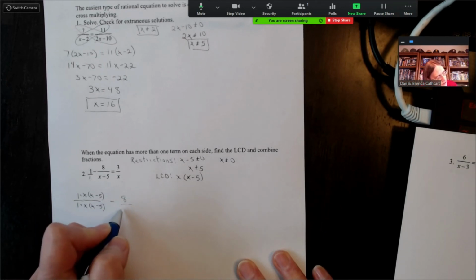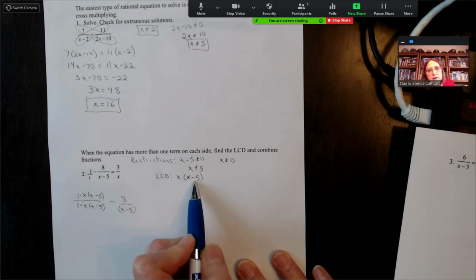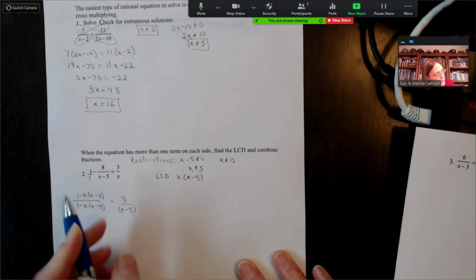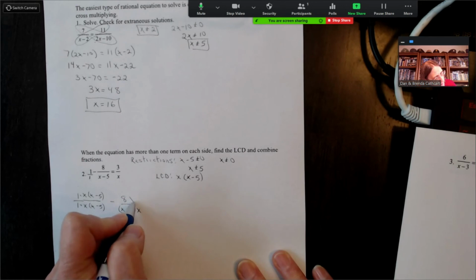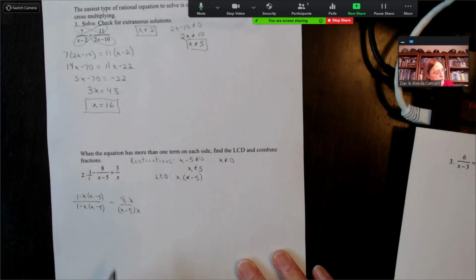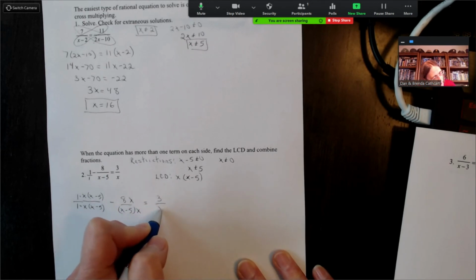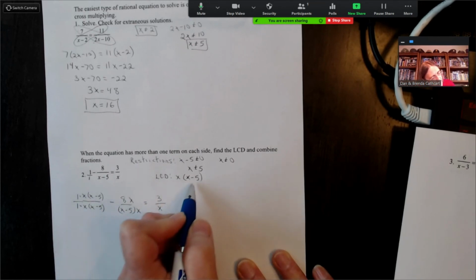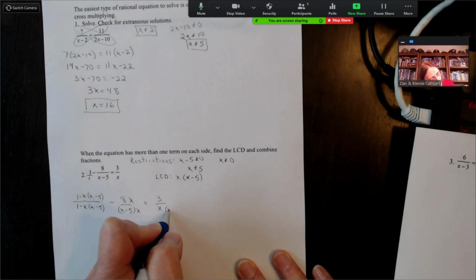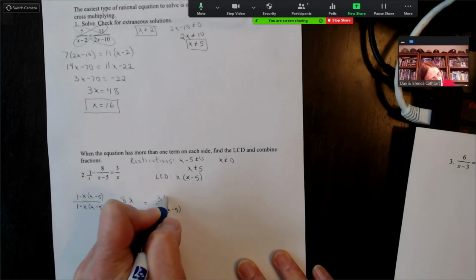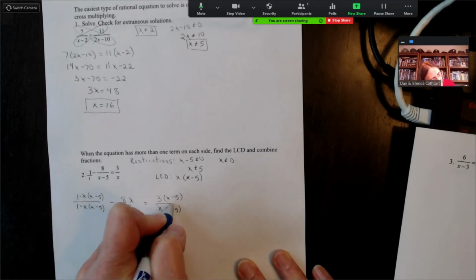In our second fraction, it has the factor x minus 5, so it needs the factor x, so let's multiply numerator and denominator by x to get the common denominator. And on our other side of the equal sign, we have 3 divided by x. We have the factor x, it needs the factor x minus 5 in both the denominator and the numerator.